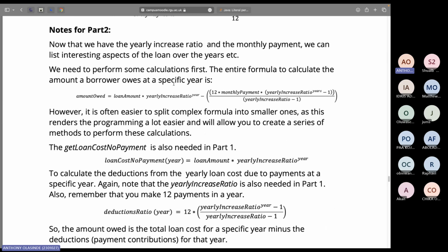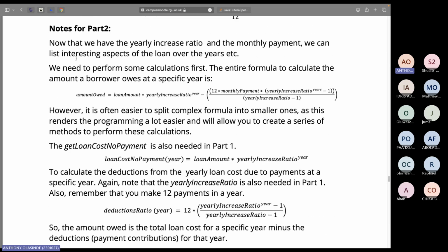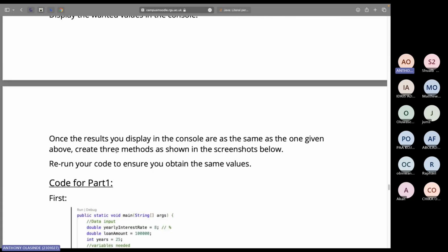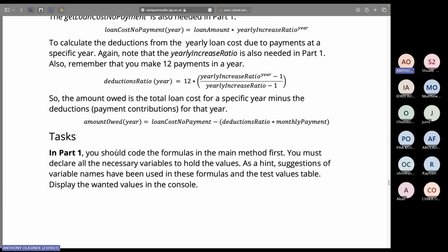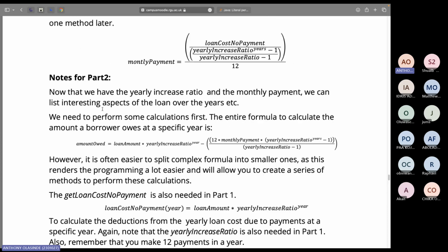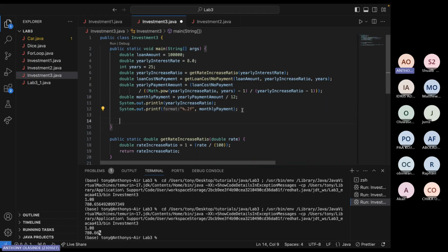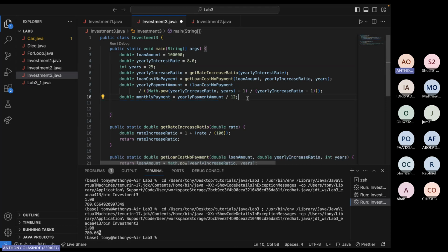So part 2, which is, okay, I think they want to calculate amount owed in years. So now that we have the yearly increase ratio and the monthly payment, we can list interesting aspects of the loan over the years. We need to perform some calculations first. The entire formula to calculate the amount the borrower owes at a specific year is this. So we want to calculate amount owed, right? Now we can take out these ones for now.